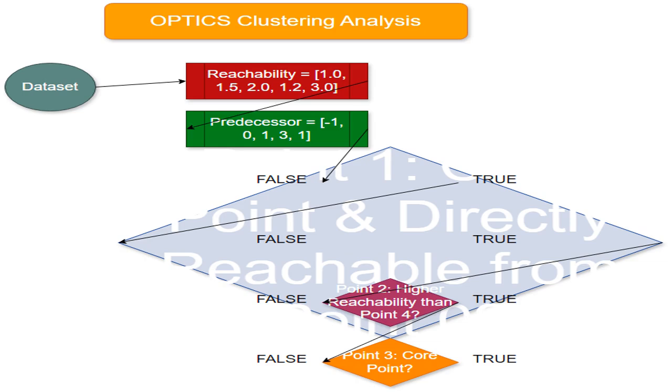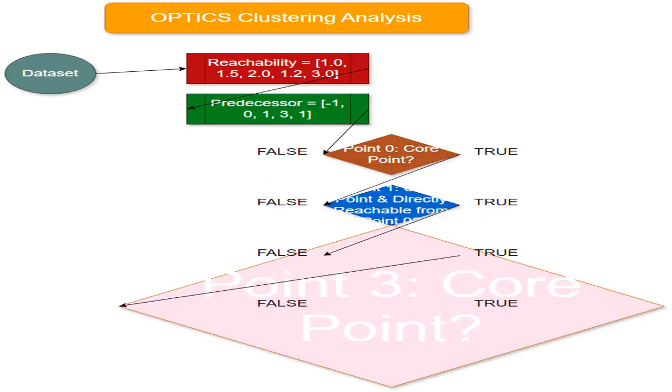That's direct reachability. Point 3 has a reachability of 1.2. This is a finite value. Its predecessor is 3. However, without knowing the epsilon parameter used in the OPTICS algorithm, I can't definitively say whether point 3 is a core point. More info is needed. I need a little more help here.